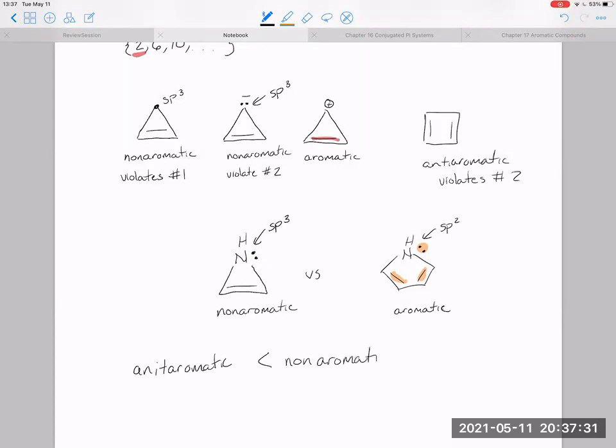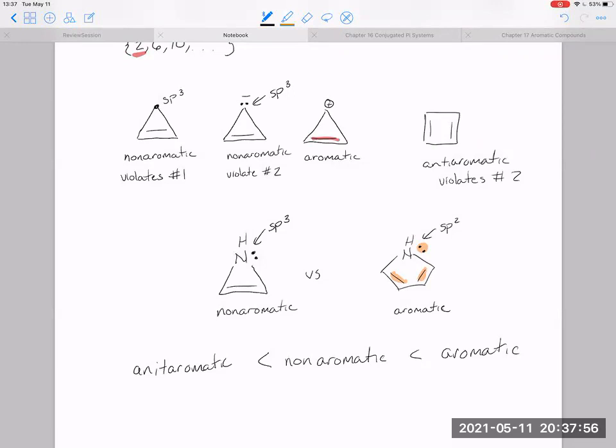Non-aromatic is like neutral and aromatic is great, right? So in the same way that being aromatic stabilizes a compound, being anti-aromatic actually destabilizes a compound. So if you've got a nitrogen that can make a decision, it's just going to be non-aromatic as opposed to anti-aromatic.